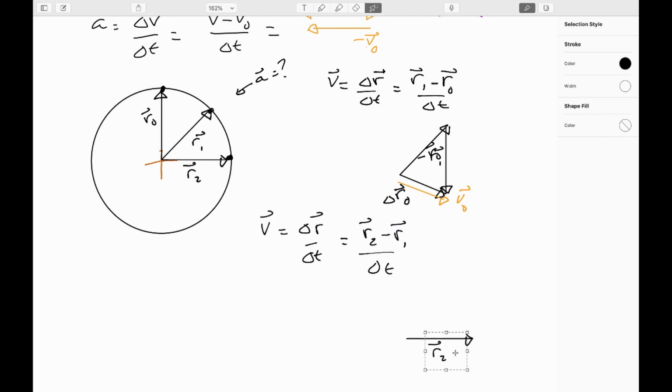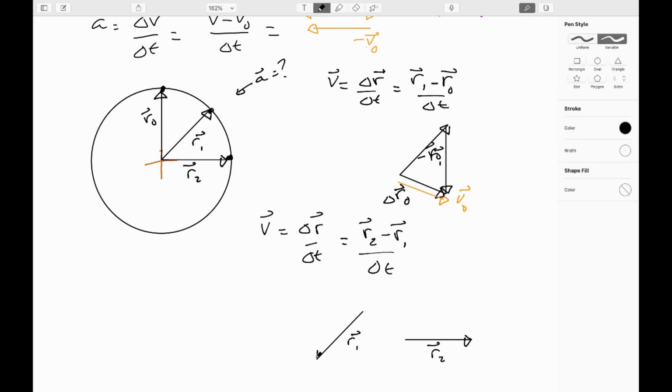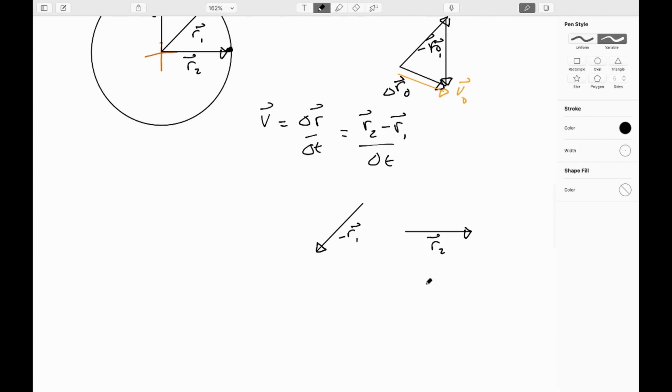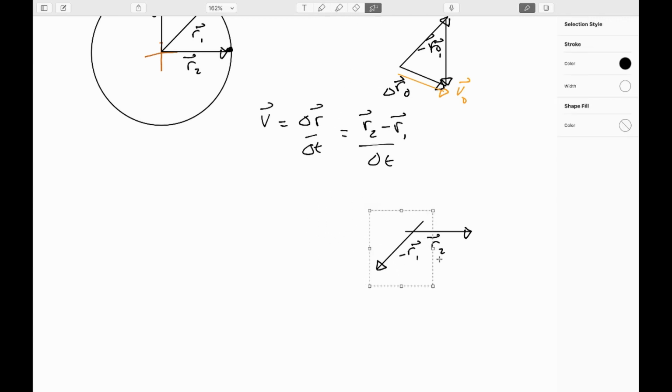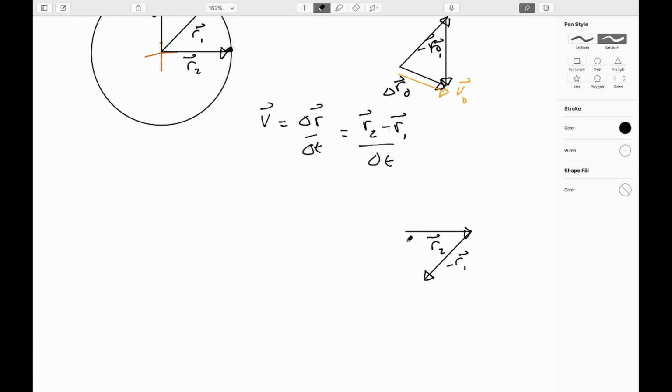So there's my R2, and then, oops, I don't really care about the arrowhead if I don't get it. And then what we'll do is we'll make negative R1. Since R1 points up and to the right, negative R1 points down and to the left. And again, I'll just use tail to head on this. There we go. And so then this would be, we'll call it my delta R1.